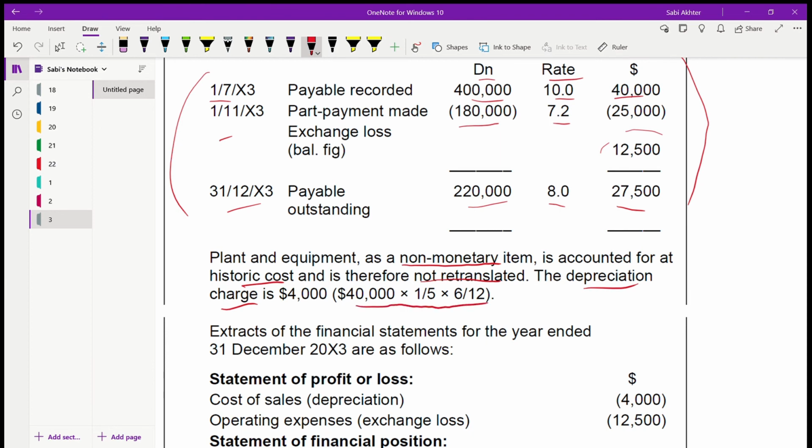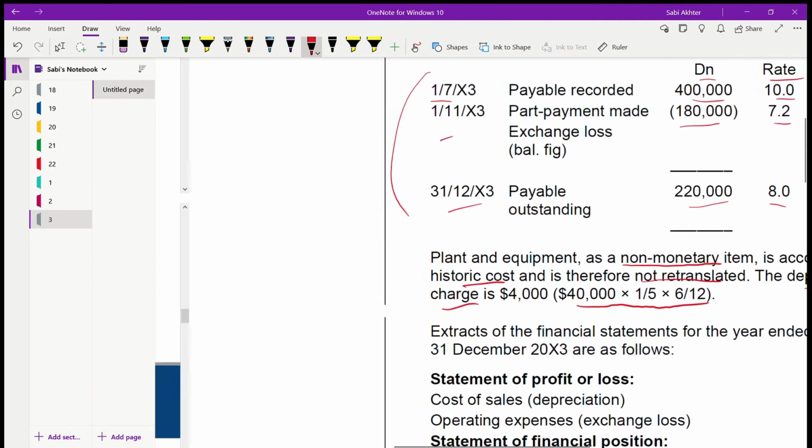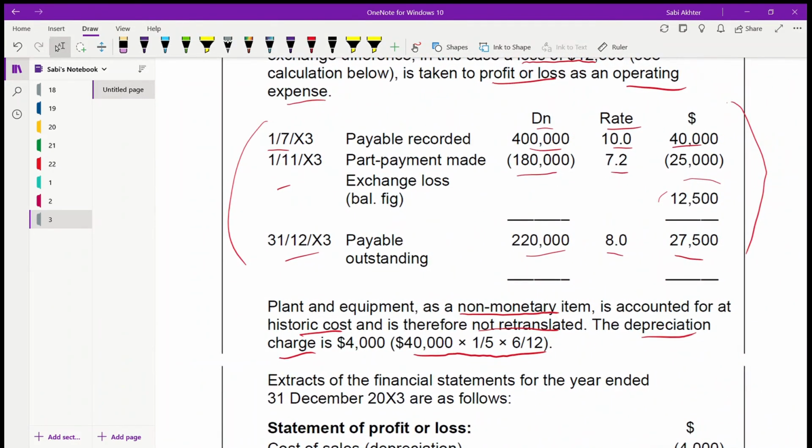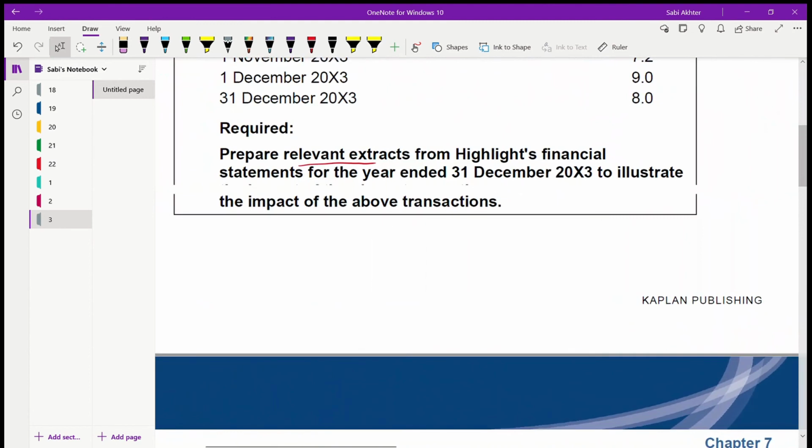It's interesting. Let us see the depreciation. It's 40,000 because this is the amount payable recorded. So that 40,000 only you are taking on that 1 over 5, because 20% is the depreciation, into 6 over 12, maybe for 6 months. We'll see the date.